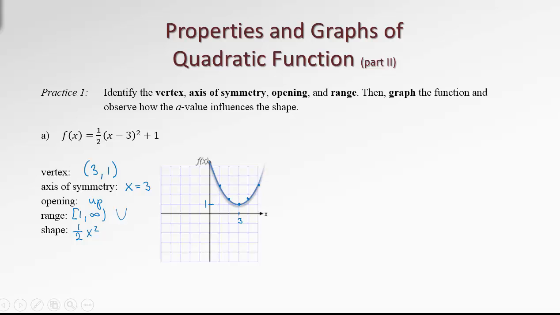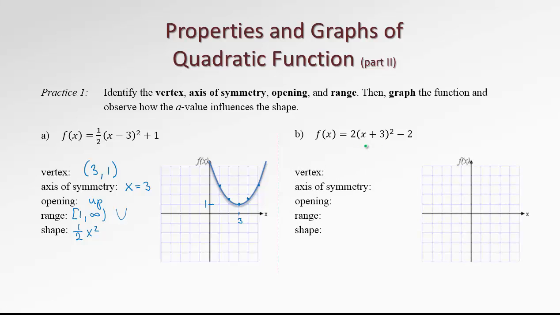Okay, let's connect those points. Here it is. Let's see another example. What kind of information can we derive from this formula? Well, the vertex is opposite to whatever we see inside and the same number as we see outside. So it's (-3, -2). Okay, we can already plot this vertex. -3 is here, -2. So that's the point.